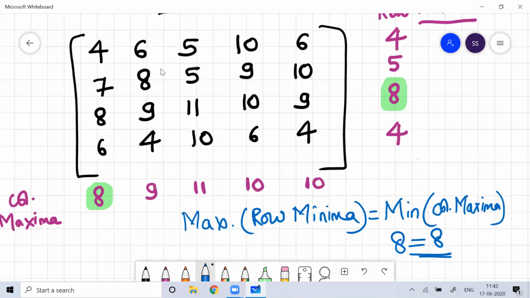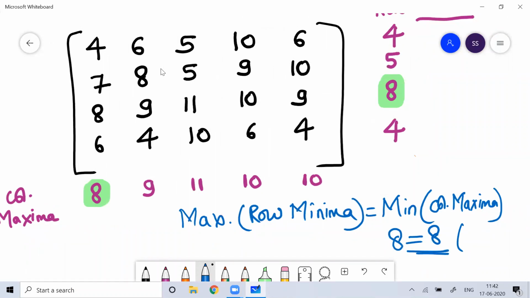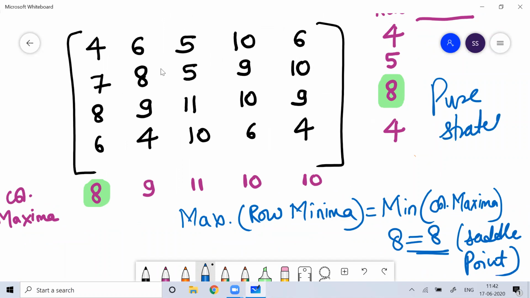That means this 8 is the saddle point, and that is your value of gain. And this problem is basically the problem of pure strategy.